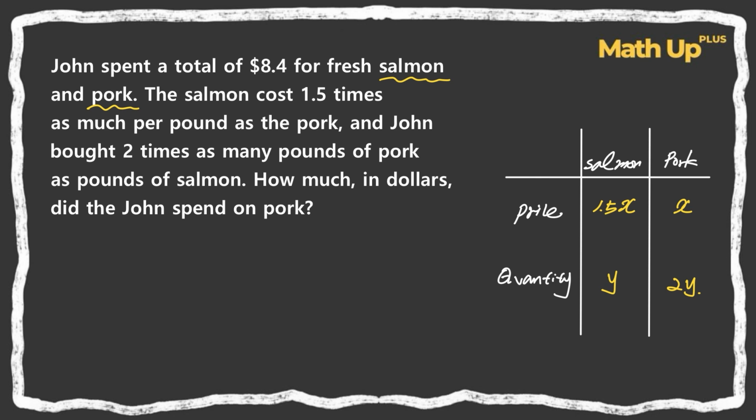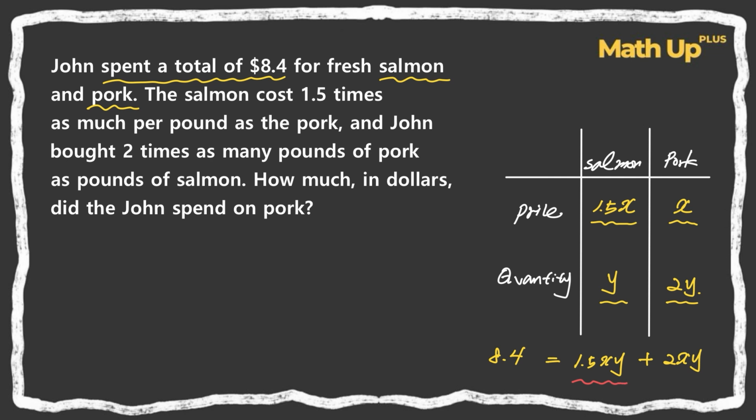So the total amount John spent on salmon is price times quantity, 1.5x times y, right? So that's 1.5xy. And the total amount John spent on pork is price times quantity, x times 2y. It's 2xy. And he spent a total of $8.4 for salmon and pork. So if we add these two, that's going to be equal to $8.4.